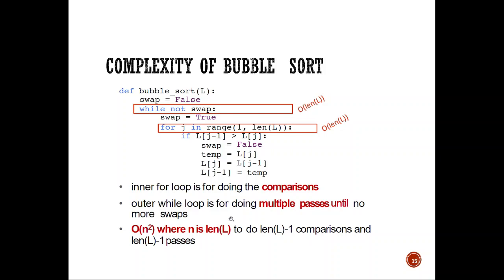So this is actually the code for the bubble sort. So in every case, we check for these 2 elements. If the previous element is larger than the current element, we need to swap them. If not, we keep it as is. So the inner for loop is used to do the comparisons, and the outer loop is for doing multiple passes until there are no more swaps.